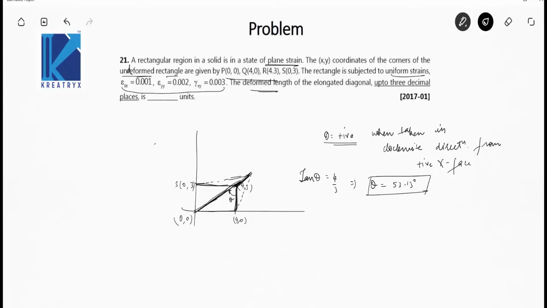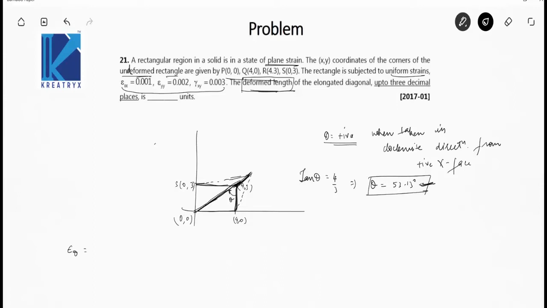So if I find the strain at an angle of 53.13 degrees, it actually gives me the strain on this diagonal, and strain is equal to the change in length upon original length. So we can find the change in the length of the diagonal, and from this value I will be able to find the final deformed length of the diagonal. So theta is 53.13 degrees.